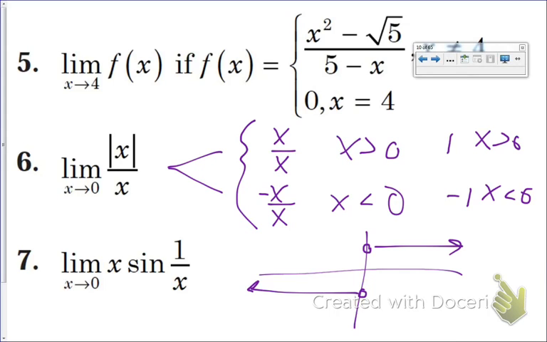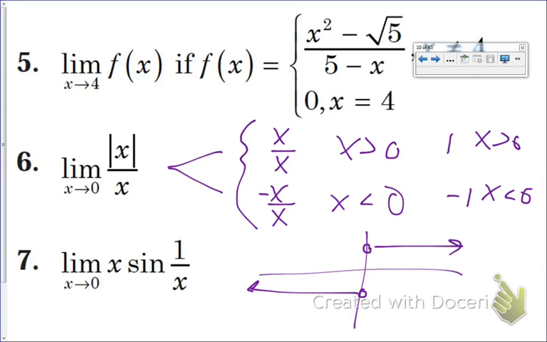For absolute value ones, is it always going to be does not exist because you always have to split it up? It depends. If this said what's the limit of the absolute value of x as x approaches 1, it would be 1. The only reason it gives you a problem with 0 is because that's where it gets split. So it's not that the absolute value makes it not exist, it's that x is approaching the value that makes it not exist.